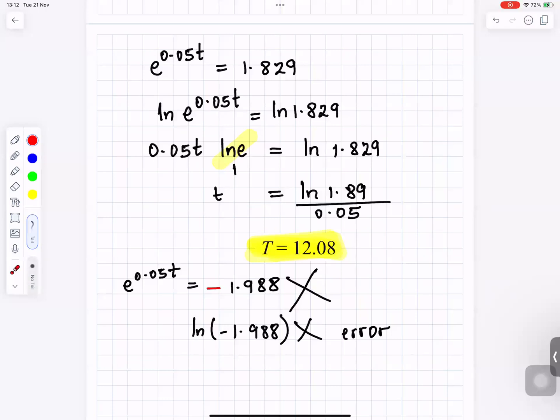So you replace the x with e to the 0.05t equals 1.829. To solve it for t, you put ln in front of both of them, and then that comes in front. So 0.05t ln e is equal to ln 1.829. Ln e is 1 in the calculator, and then you divide by 0.05, that you get t is 12. If you use the negative, you cannot solve it because you cannot find log of a negative number. So t is 12.08.